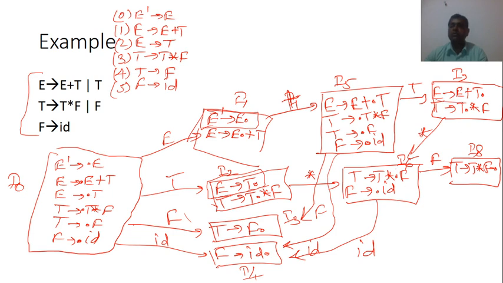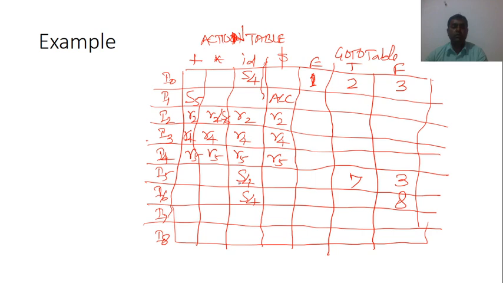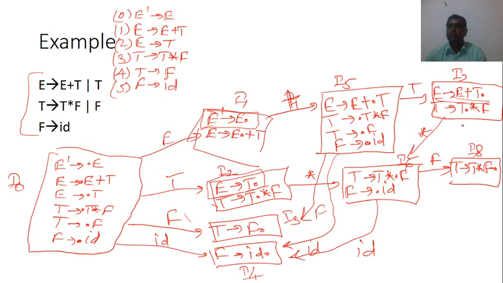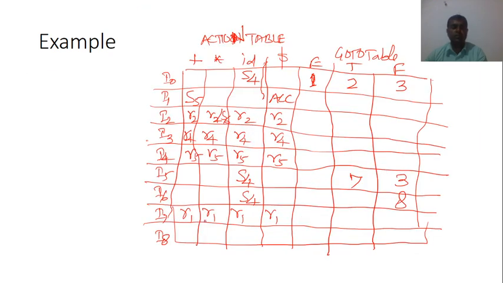This is reduction here. You can see. Which number is this production? 1. So I have to enter R1 in the I7 row in every column in the action table. R1, this is R1, this is R1, this is R1. When I read here asterisk, what am I getting? I6. That means I7 row asterisk column S6.